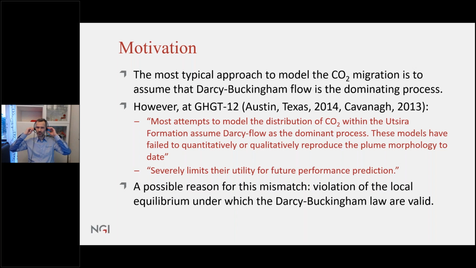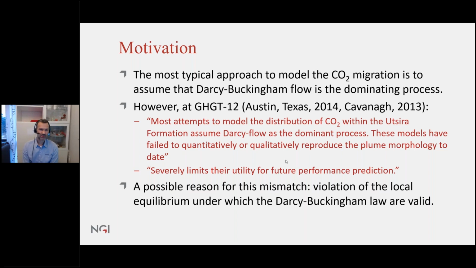Okay. Maybe this was a little bit of bad position with the microphone. Okay. So the typical approach to model CO2 migration is to assume the Darcy-Buckingham flow is the dominant process. So the Darcy-Buckingham formulation or model is a formulation for multi-phase flow in porous media that is expressed by extending Darcy's law for each phase with a relative permeability.